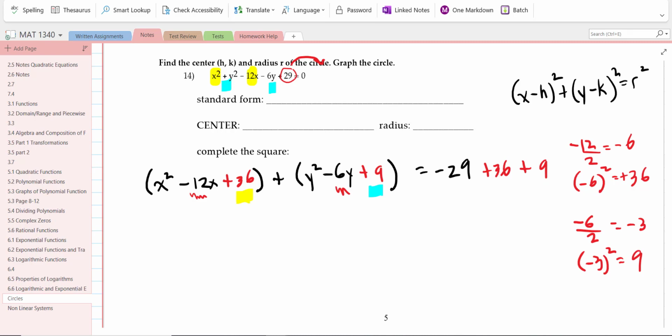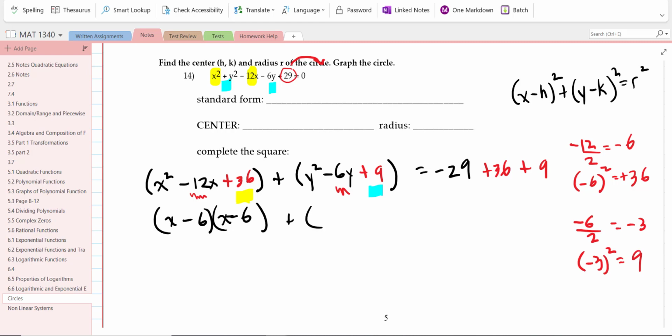Now, factoring is something we've done all semester, so now we're going to factor this. So this goes like this. When we factor the x squared minus 12x plus 36, that's x and x, and 6 times 6 gives you 36, and you'll have 2 minus signs. You're always going to have the same number twice.